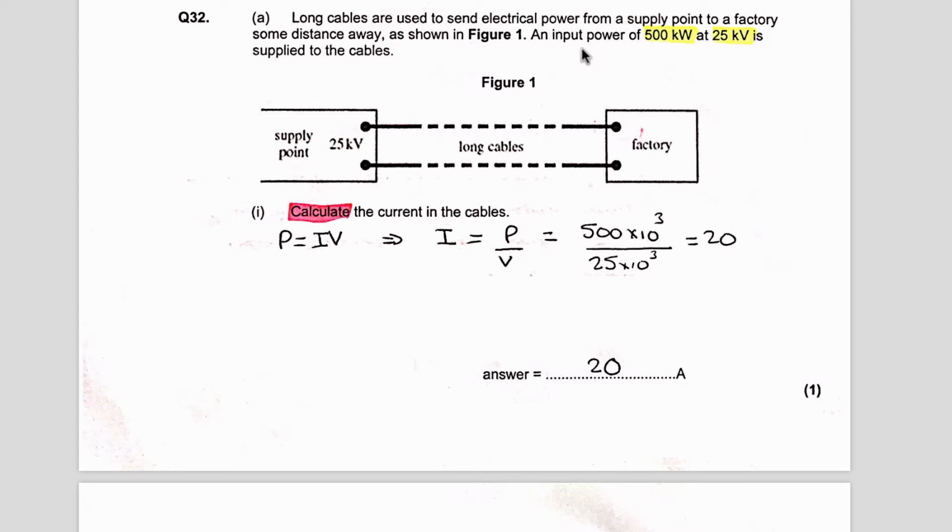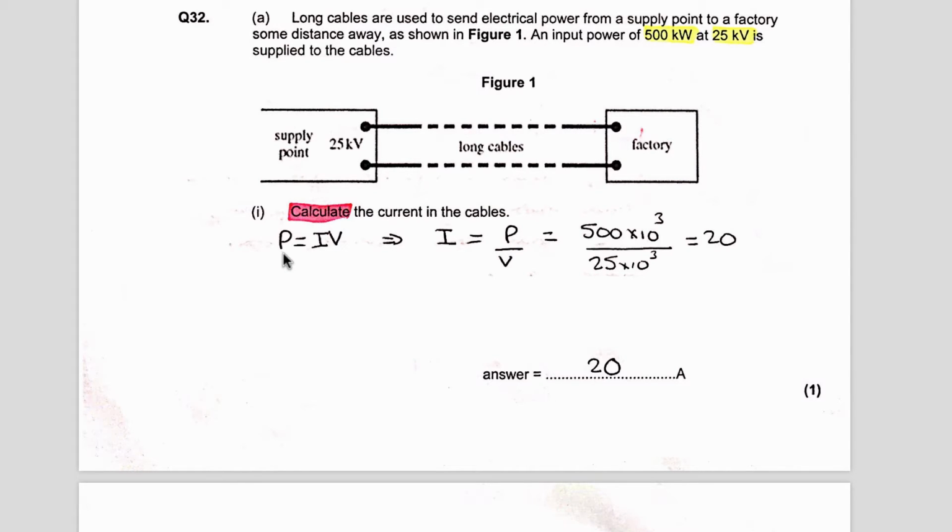We're told that there is an input power of 500 kilowatts. So over here, the supply point provides 500 kilowatts at 25,000 volts. So that's supplied to the cables. We're first of all asked to calculate the current in the cables. Now we know the power and we know the voltage or the potential difference.